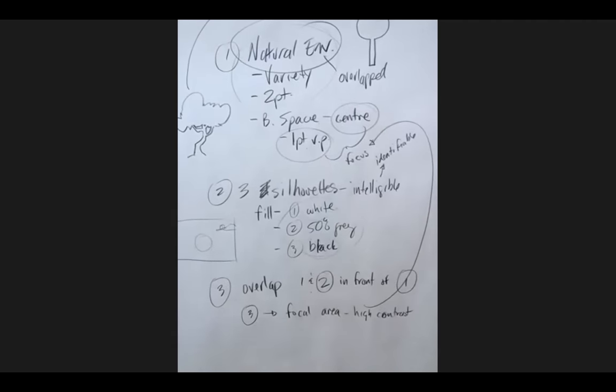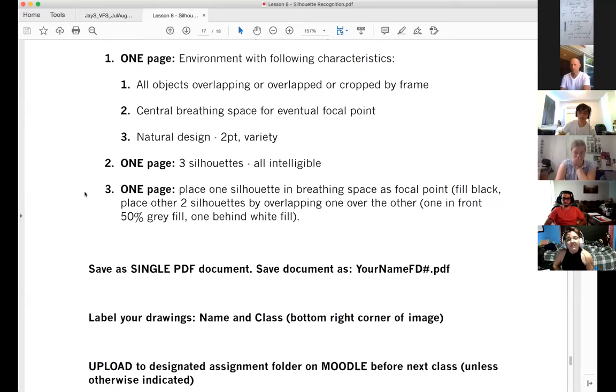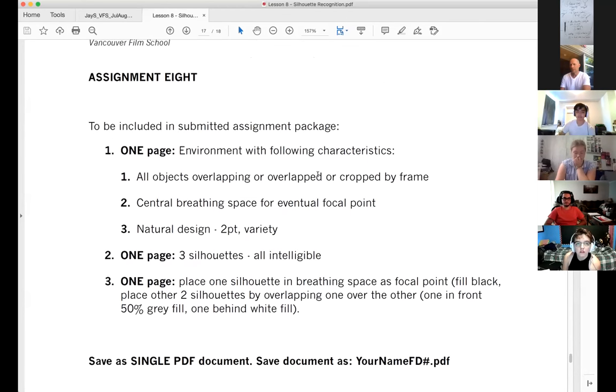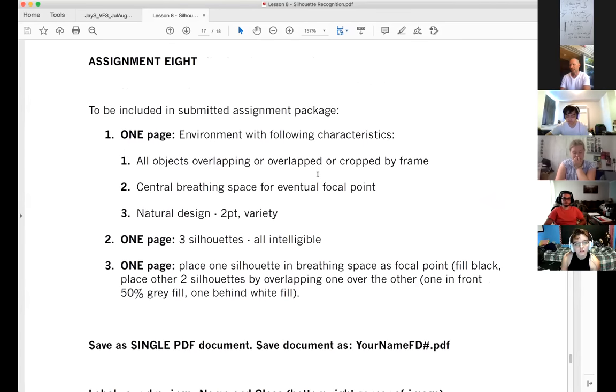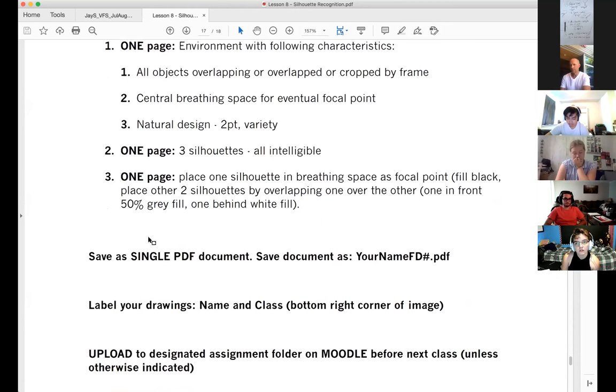Now, before we look at some examples, I'll show you the assignment. This is exactly the same description that I've just written down, in terms of what it is that you're doing. All of these things have to be intelligible, and then again, et cetera, with the different levels of fill. And the presentation of this is exactly the same.